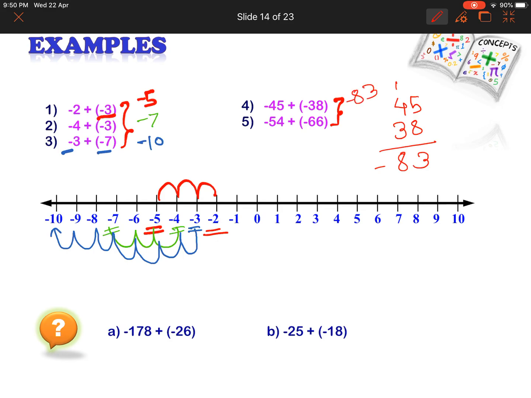Last example, the absolute value of -54 is 54, the absolute value of -66 is 66, and we get the addition as 120 and we give it a minus sign and the answer is -120. Now here are examples for you to solve in your notebook and check the answers at the end of the video.